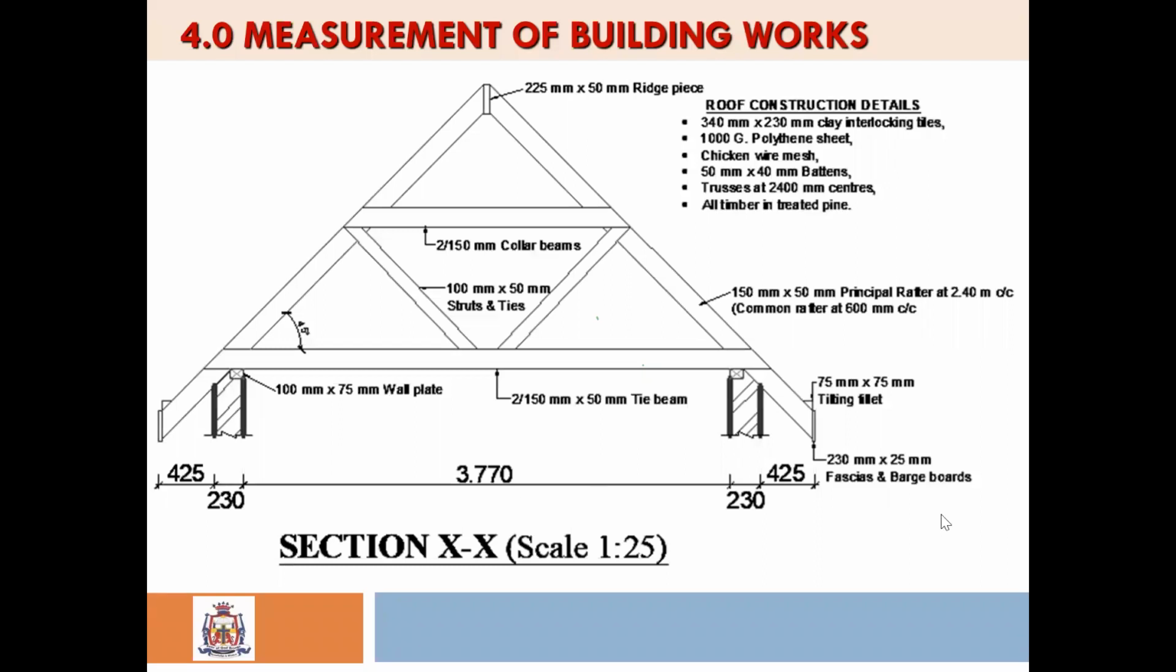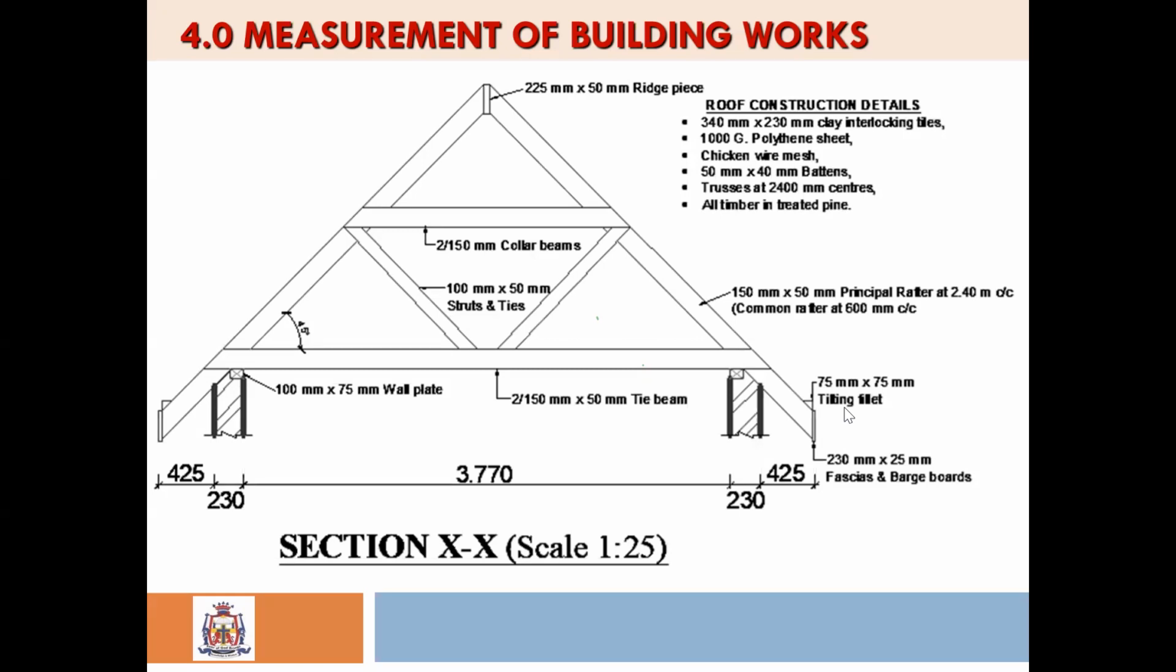And when you look at that measure, we are giving it fascia boards and barge boards, and these are 25 millimeters thick, okay? And then we are giving it a tilting fillet. A tilting fillet is normally given at the edge. It is 75 by 75 millimeters. And then I'm describing this for somebody.